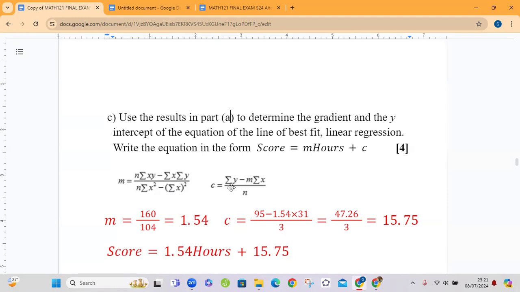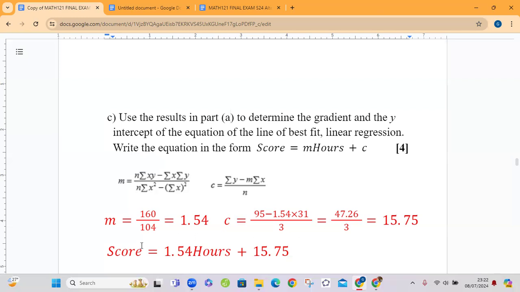Now c is the sum of y minus m times the sum of x, over n. We found the sum of y to be 95. We just calculated the gradient to be 1.54. And we know the sum of x we calculated to be 41. So it's 95 minus 1.54 times 41, divided by 3, which is 31.86 divided by 3, which is 15.75. So please take out your calculator to actually do these calculations to participate in the video.